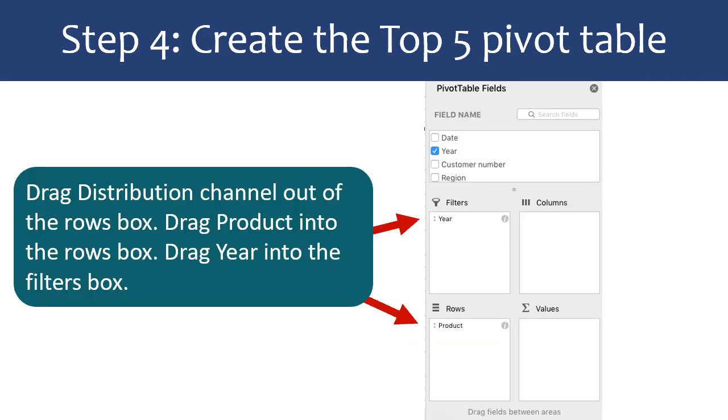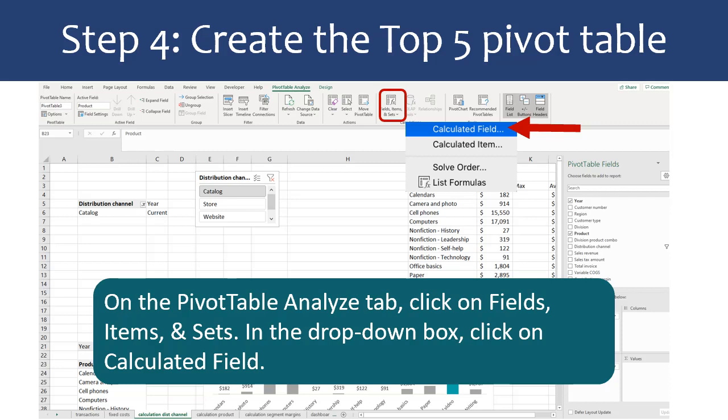In the new copy of the pivot table, drag Distribution Channel out of the Rows box. Drag Product into the Rows box. Drag Year into the Filters box. On the Pivot Table Analyze tab, click on Fields, Items, and Sets. In the drop-down box, click on Calculated Field.